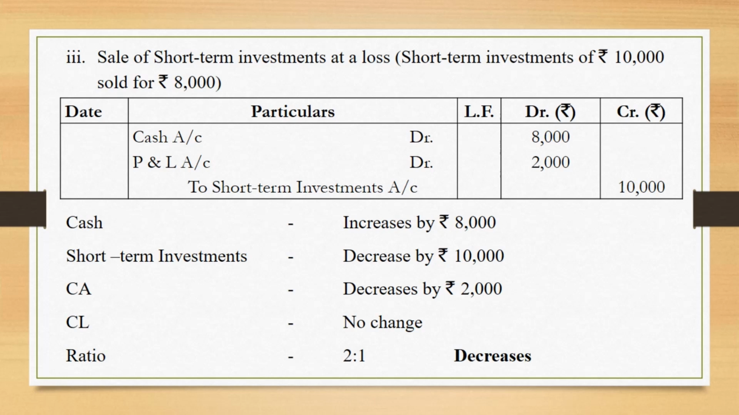So current asset basically decreases by 2,000. And none of these items, cash, P&L or short-term investments affects the current liability. So there will be no change in current liability. So now we know that current asset basically decreases by 2,000, numerator decreases. Now because numerator decreases, the ratio decreases.